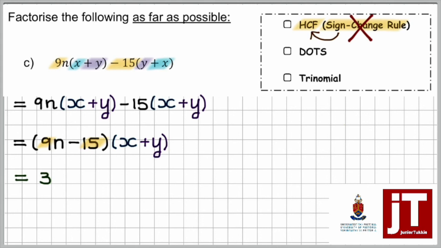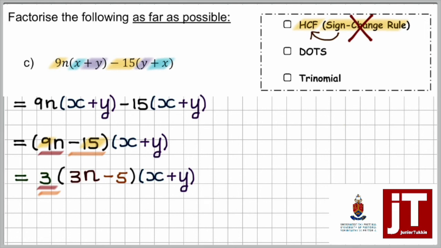When we factorize it out, we take the first term, 9n, and we divide it by 3. That leaves us with 3n. We then take the second term, negative 15, and we divide that by 3. That leaves us with negative 5. Grade 9s, please do not forget your signs. A negative divided by a positive is a negative. We must not leave out that last set of brackets. We must write it down. So we now write down x plus y in the second set of brackets.